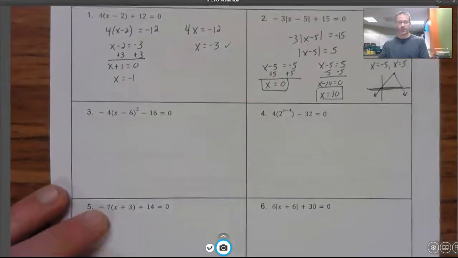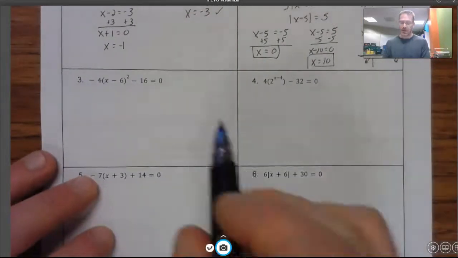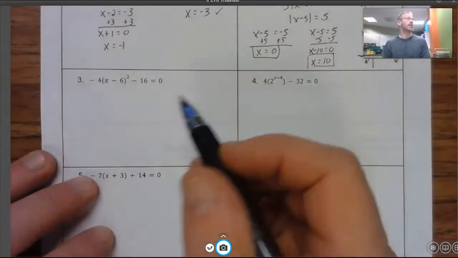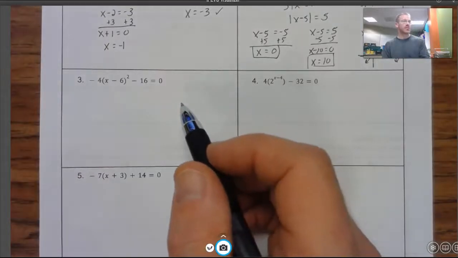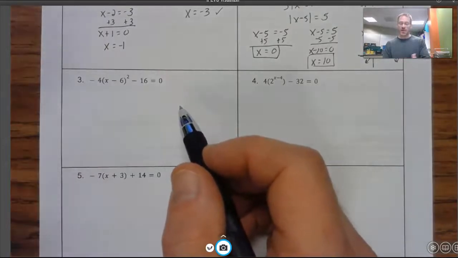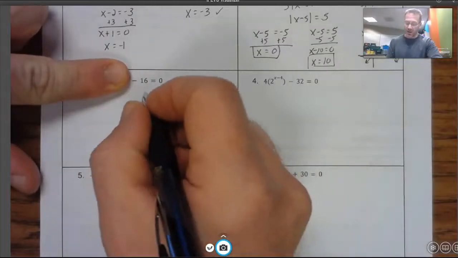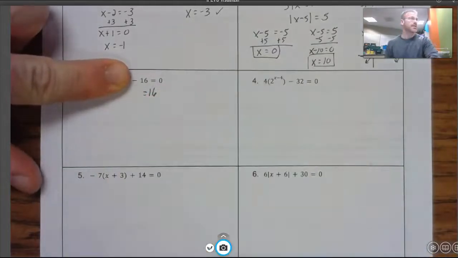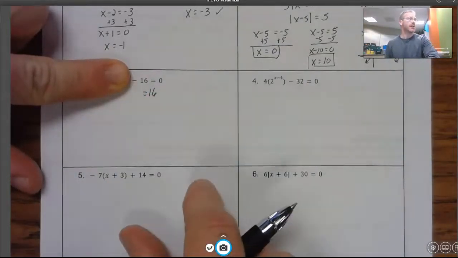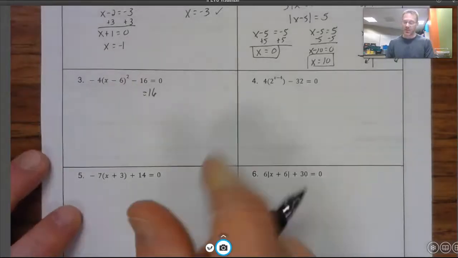All right, now, moving on to problem 3. I see a power of 2, so I know it's quadratic. I'm expecting 2 solutions. All right, now, is it equal to 0? It is, so now I can use that 0 property. So what minus 16 is 0? And the answer is 16. 16 minus 16 is 0. So everything behind my hand has to be 16.